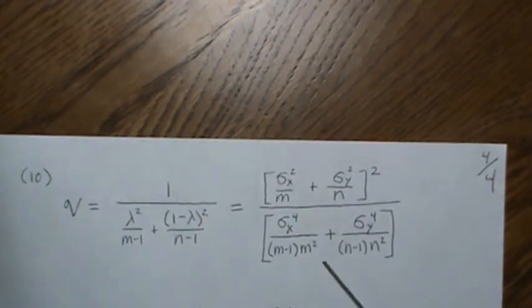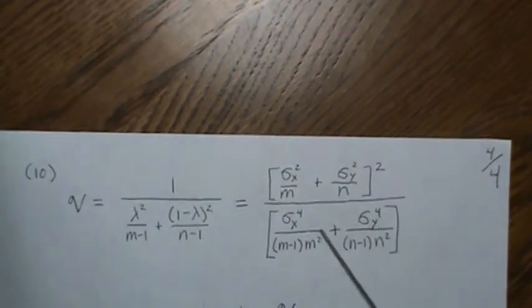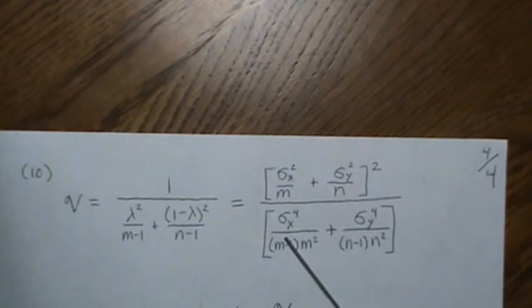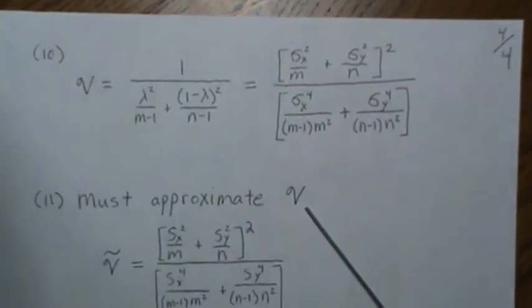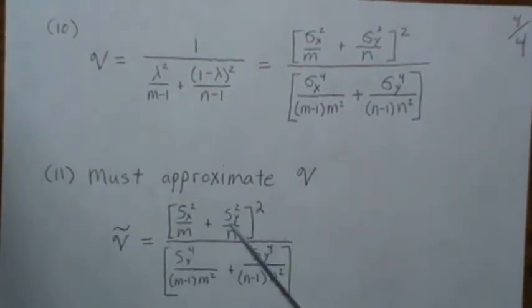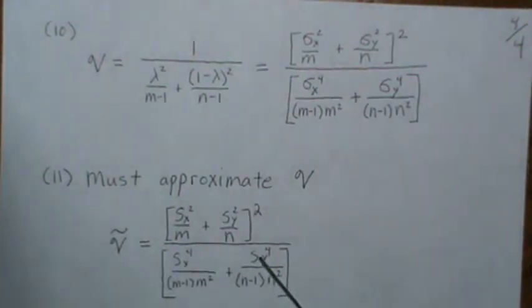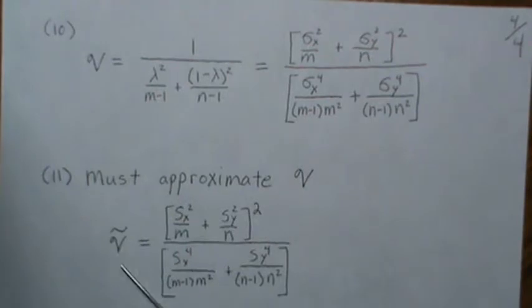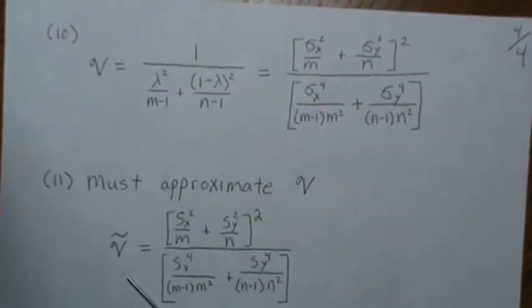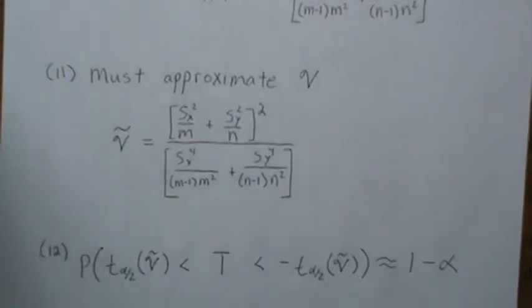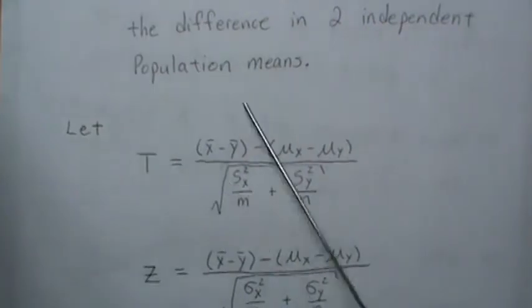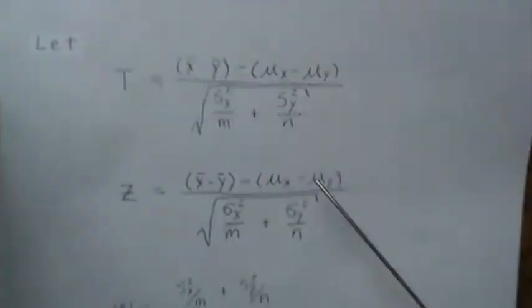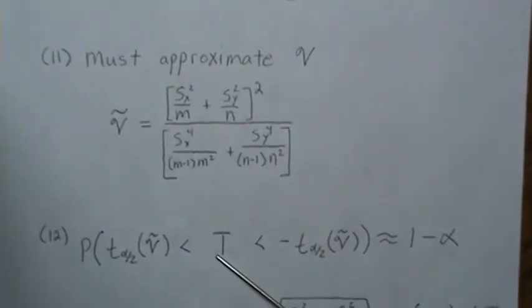But one downside here is that these are population variances, and we don't know those. So we have to approximate them. We have to approximate the degrees of freedom with the sample variances. We plug that in, and then we get the approximate degrees of freedom. Then our t distribution that we got in the front is approximately a t distribution.